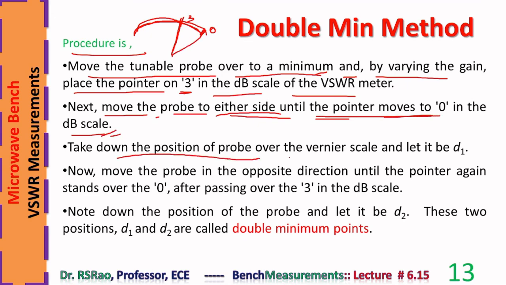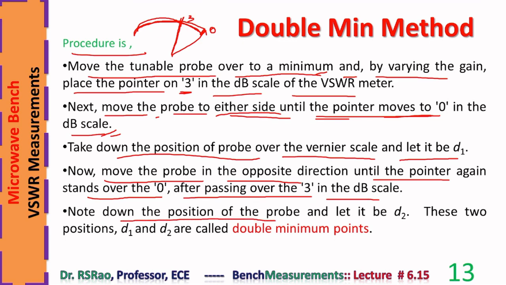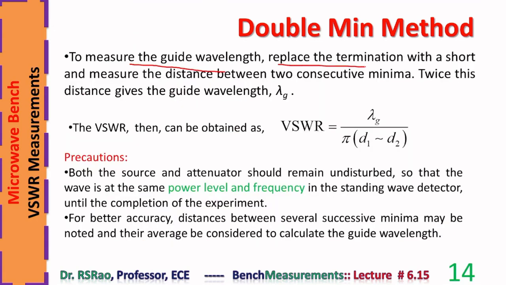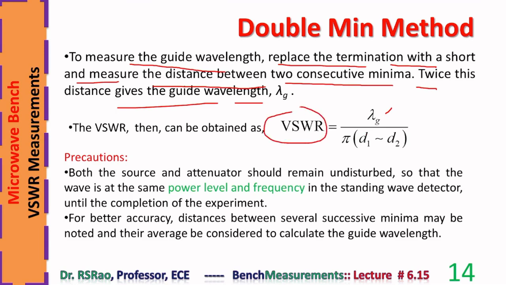Take down the position of the probe over the vernier scale and let it be D1. Now move the probe in the opposite direction until the pointer again stands over 0 after passing over 3 in the dB scale. Note down the position of the probe and let it be D2. These two positions, D1 and D2, are called double minimum points. To measure the guide wavelength, replace the termination with a short and measure the distance between two consecutive minima. Twice this distance gives guide wavelength lambda g. Once lambda g is known and the distance between D1 and D2 is also known, VSWR can be determined using this formula.